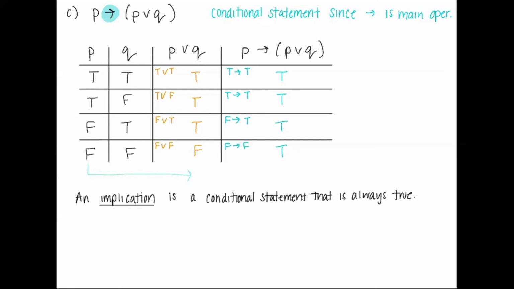So in your homework, you're going to be asked, is this a tautology, implication, self-contradiction, or nothing? If it's nothing, it's going to be the case when you have a mixture of true or false in the end. But that is it for this section.